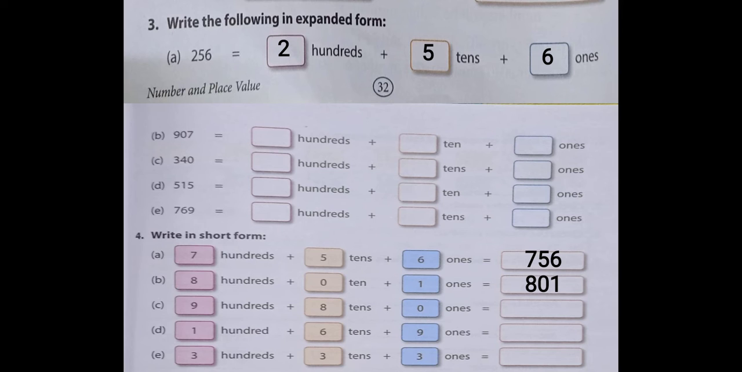C part is 980. D part is 169. And E part is 333. So last one is 333.